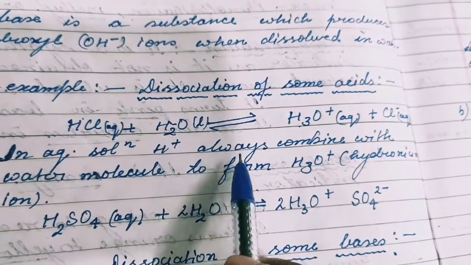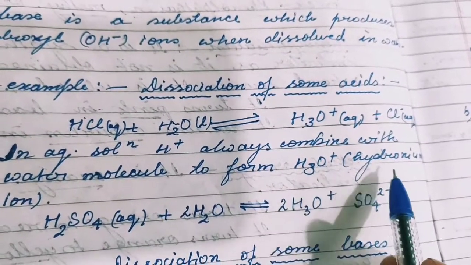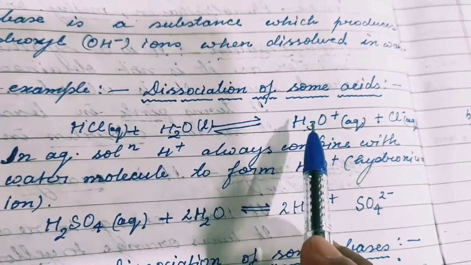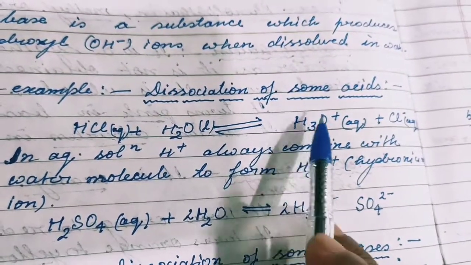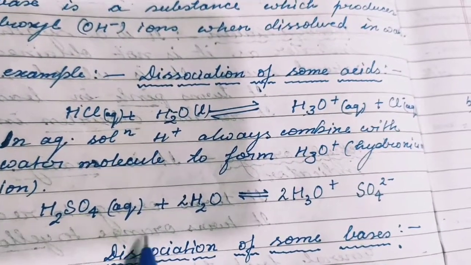Students, in aqueous solution, hydrogen ion always combines with water molecule to form hydronium ion. Students, see the formula for hydronium. It is just H2O plus H plus ion. It will be H3O plus. Okay. So again, one more example is here.